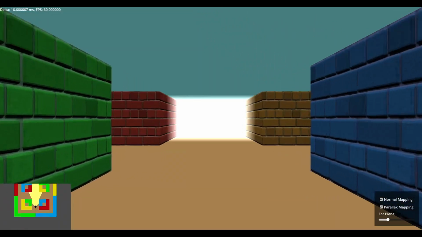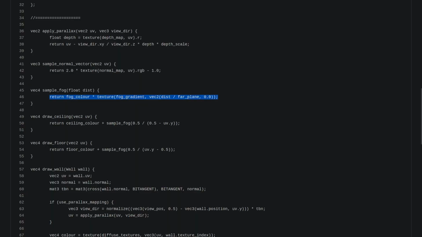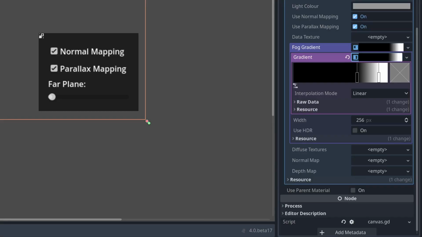Now fog may seem kind of complicated, but it's actually really simple. We only need to blend the pixel color with a fog color, with increasing intensity the closer it is to the far plane. To achieve this, we implement a gradient texture. These are 1D textures that are very effective when a smooth transition between values is desired.